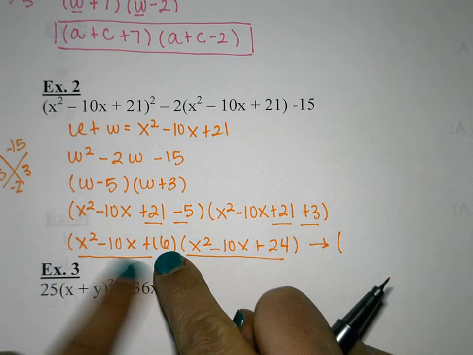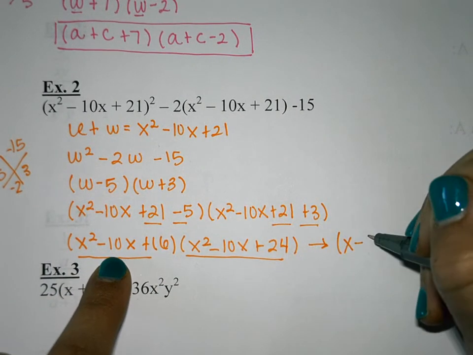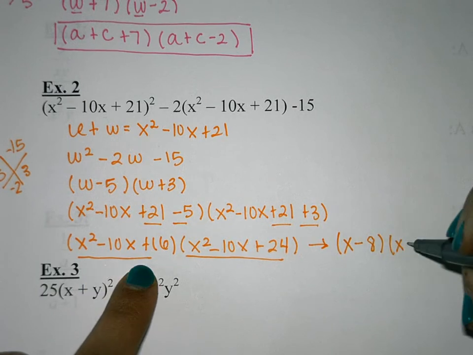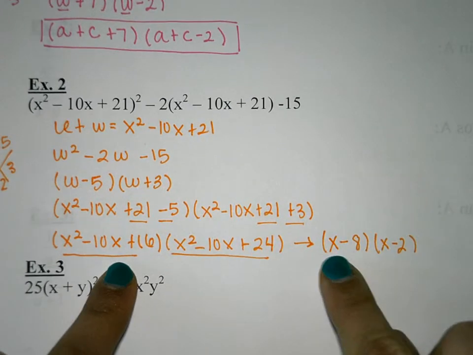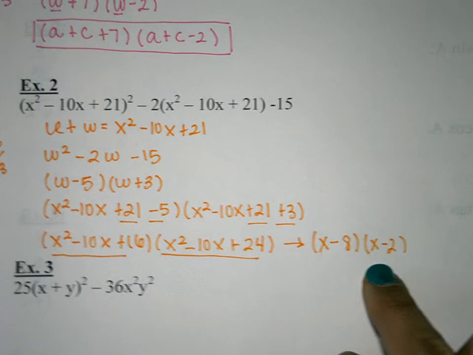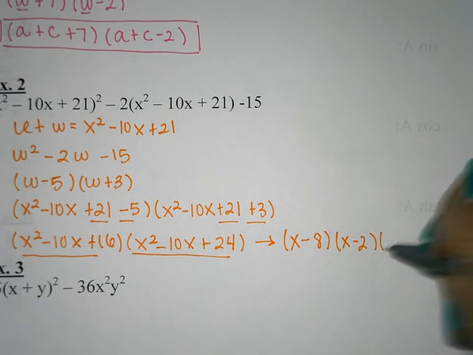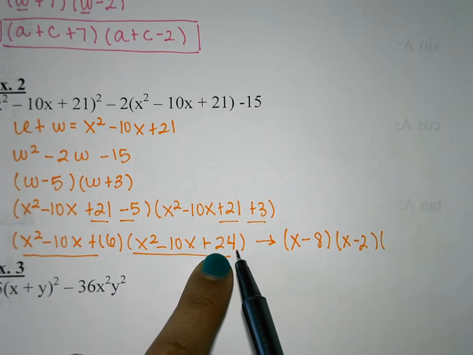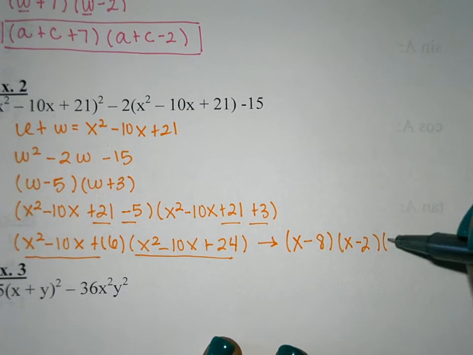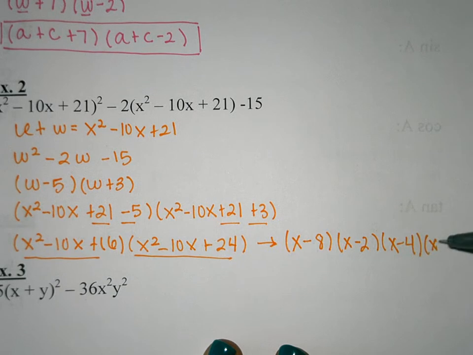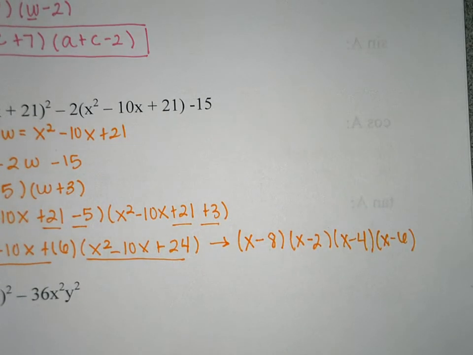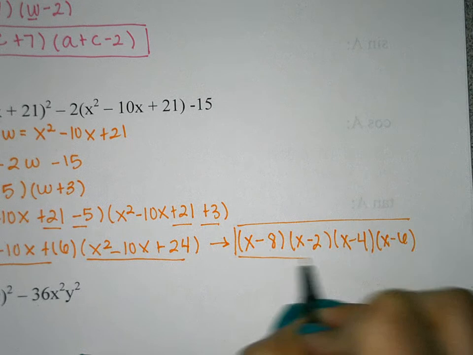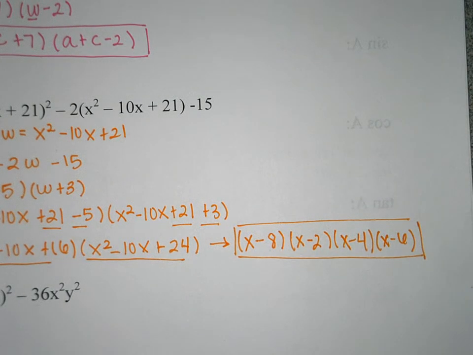The two numbers that multiply to 16 and add up to negative 10 are negative 8 and negative 2. So that first quantity can be factored to (x - 8) times (x - 2). And our second quantity, two numbers that multiply to positive 24 and add up to negative 10, are negative 4 and negative 6. So our entire thing factors to (x - 8) times (x - 2) times (x - 4) times (x - 6). And that would be factored all of the way.